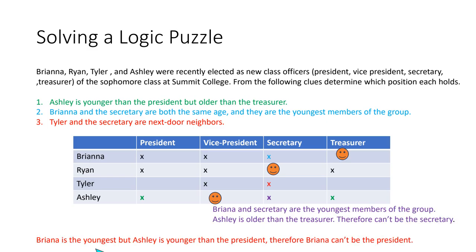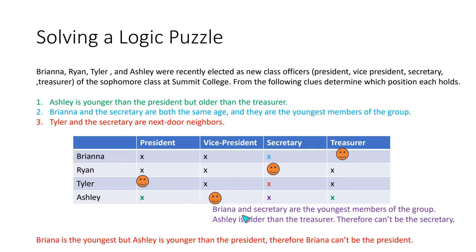So if we continue, it says Brianna is the youngest, but Ashley is younger than the president. Since Ashley is younger than the president, that doesn't make Brianna the president, because Brianna is the youngest. So therefore, Tyler would be the president and Brianna's the treasurer.